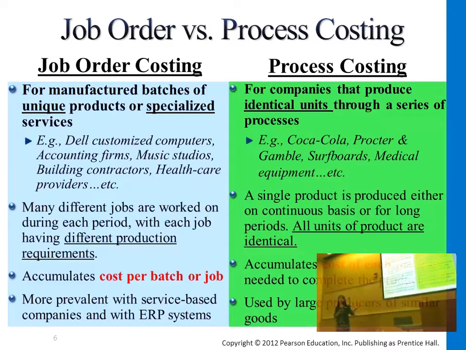As opposed to this concept, the process costing approach is suitable for companies that make identical products and massively produce them. There are many examples you can think about: Coca-Cola, soda companies, all the different snacks.